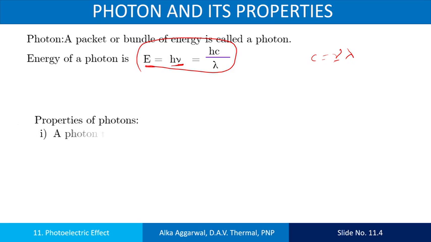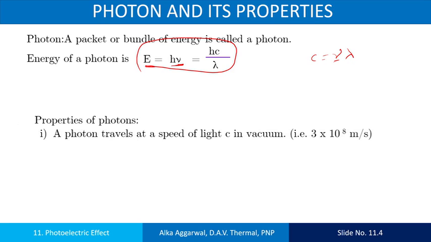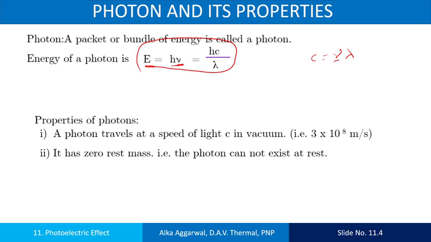Now let us discuss the properties of the photon. A photon travels with the speed of light in vacuum. The rest mass of the photon is zero. According to the theory of relativity, mass varies according to the relation. As the photon moves with the speed of light, that is v is equal to c, this factor is equal to 0, so m0 is equal to 0. That is, it will not exist at rest.